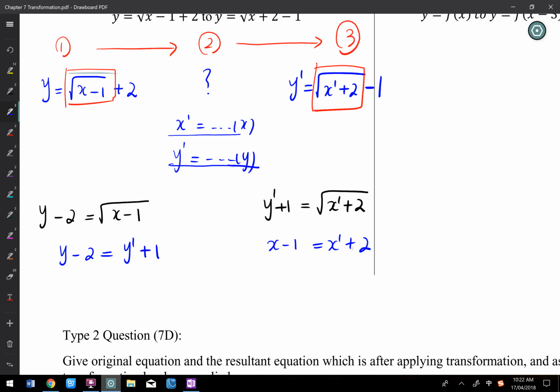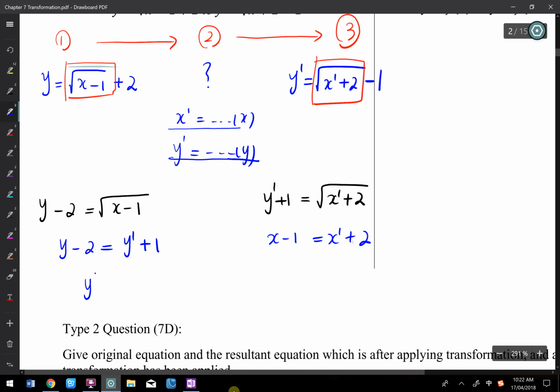The left side is dealing with y. The right side is dealing with x. After that, I will make y dash the subject and x dash the subject. Why do I make them the subject? The reason is here.